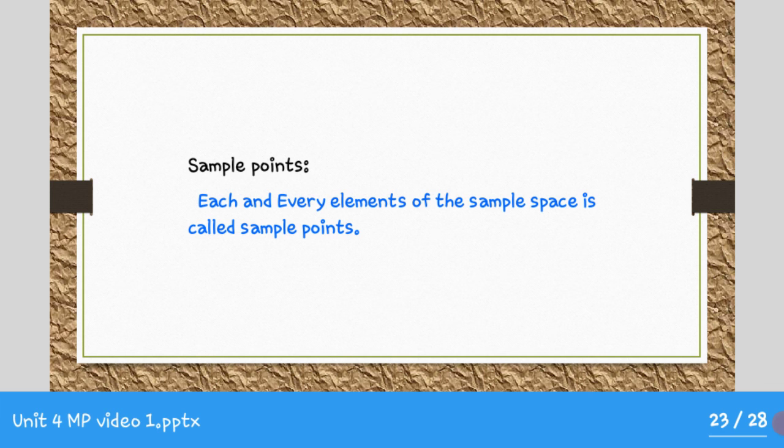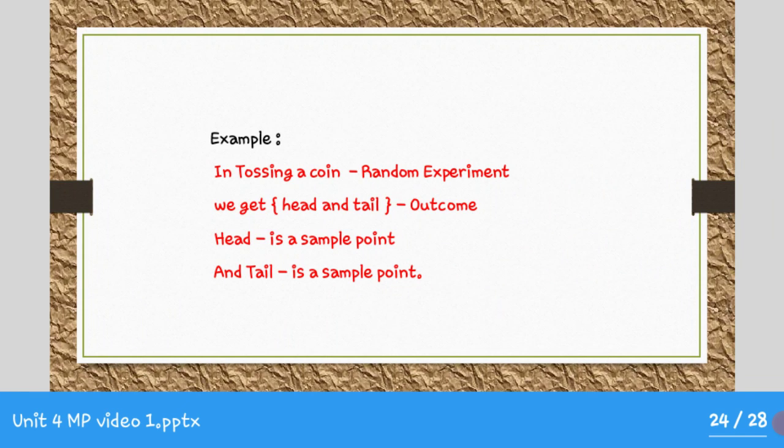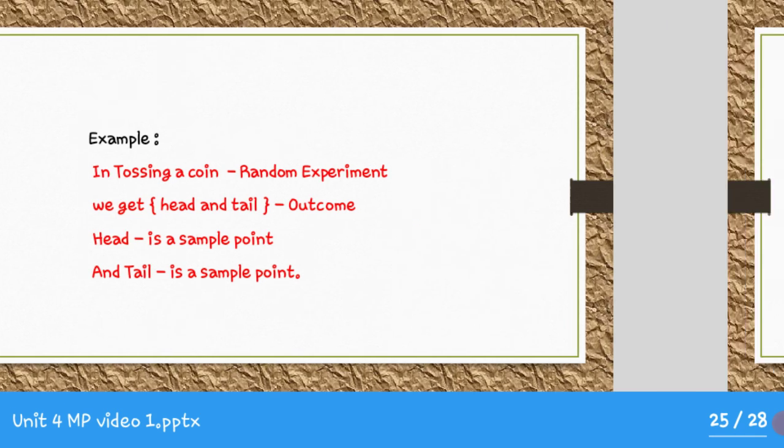Next one is the sample point. Each and every element of the sample space is called a sample point. Example, tossing a coin is a random experiment. We get the results head and tail, called outcomes. Each element of the sample space is called a sample point, that is, head is a sample point and tail is also a sample point.